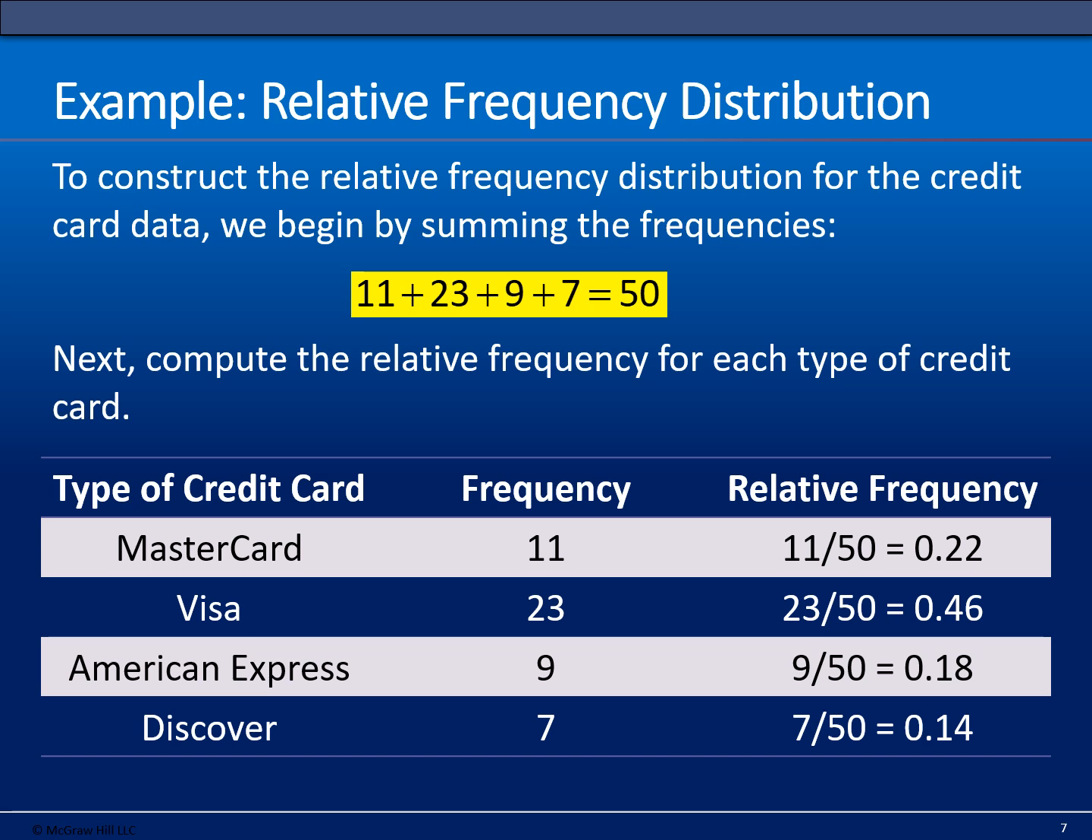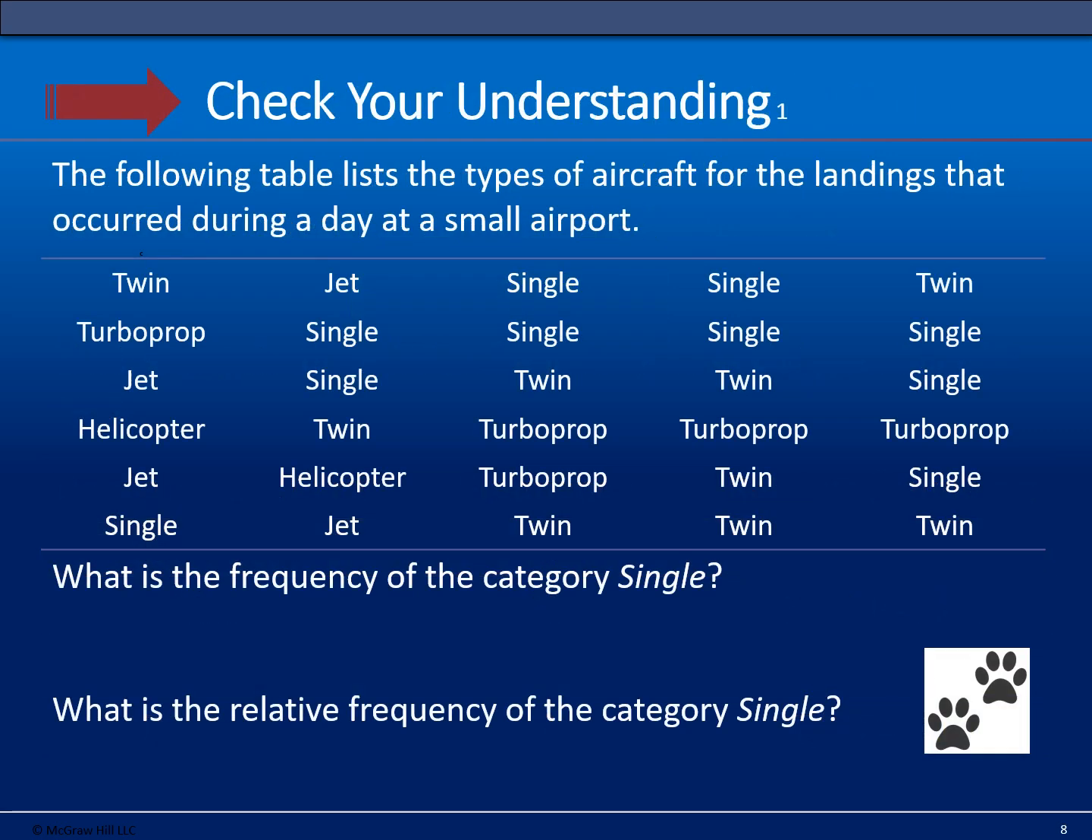And so again, you can think of these that 22% used MasterCard, 0.46 or 46% used Visa, 18% American Express, and 14% used Discover. So relative frequencies are just an idea of an average, or maybe better than an average would be calling it a percent. Okay.